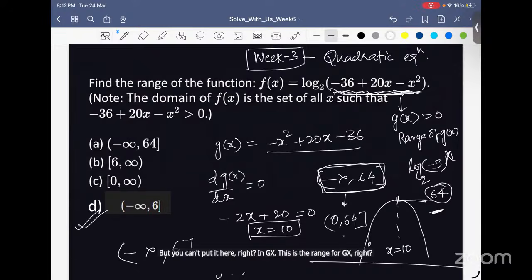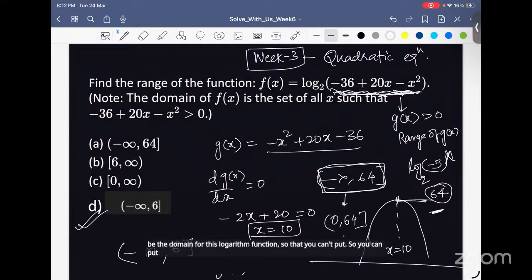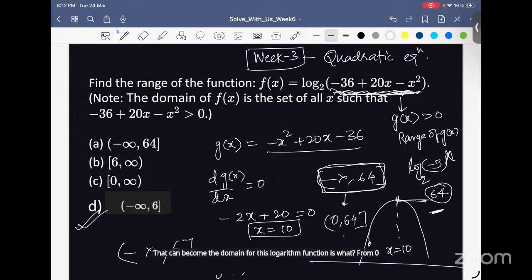g(x) is the quadratic function that is inside the logarithm function. So minus infinity to 64 is the range, but minus infinity to 0 can't be the domain for this logarithm function, so you can't put that. So the range of this g(x) that can become the domain for this logarithm function is what? From 0 to 64 only, right? Is this making sense or not?